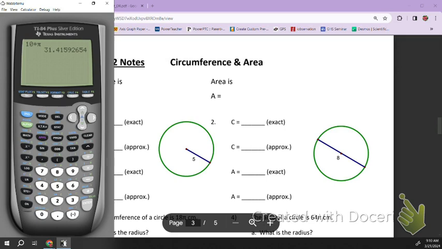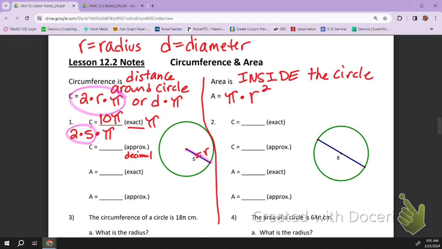I'm going to hit enter. So my approximate answer would be 31.4, if I'm rounding to the nearest tenth. Did everyone find the pi button on their calculator? Can you turn and talk to your partner? Did you find the pi button on your calculator? That's important. So we get 31.4. Questions about pi?